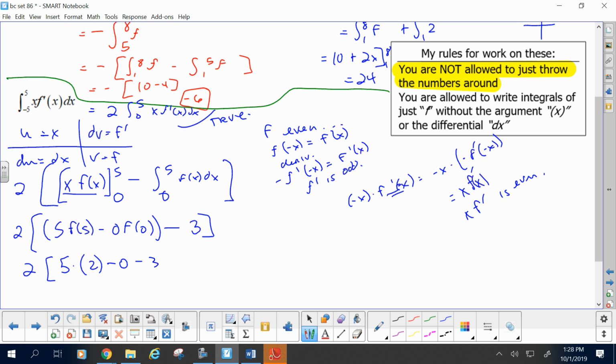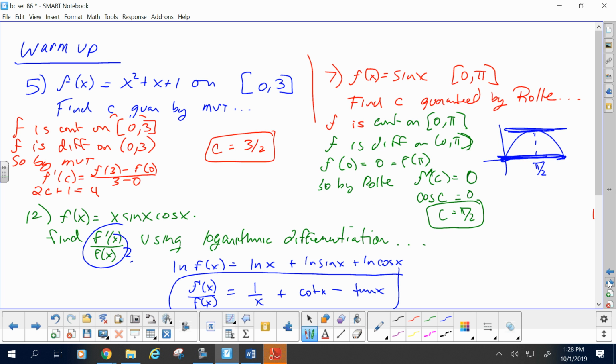Minus 0, minus 3, so 10 minus 3 is 7 times 2 is 1. Okay, that said, that was a humdinger. That was the hardest one I could come up with on my own. Let's go to ones that are more like the book.